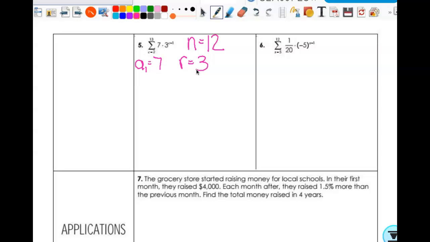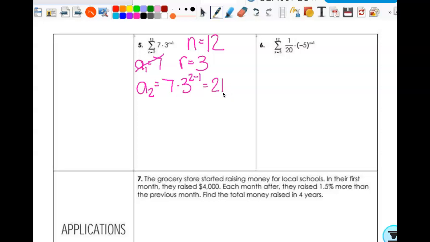So remember, your first term is the first term you start with. So yes, a sub 1 is 7. That is a true statement. However, I really don't care. My first term is actually a sub 2, which would be 7 times 3 to the 2 minus 1 power. Well, 2 minus 1 is 1, so it's 7 times 3, which is 21.